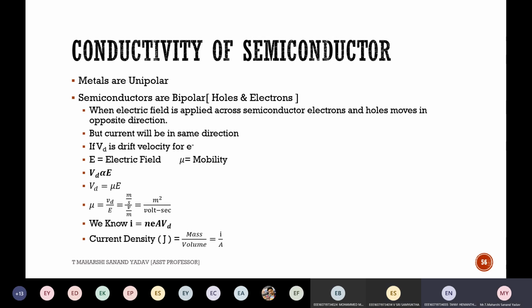What is an intrinsic semiconductor? What is the formula for intrinsic semiconductors? n is equal to p is equal to ni. What is the mass action law? n into p is equal to ni square. Doping is nothing but adding of impurities to a semiconductor.